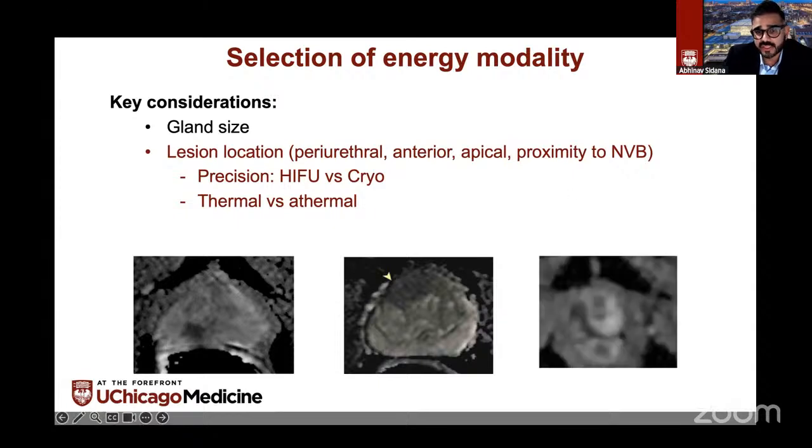Finally, a patient with a very distal apical lesion, in this location, if we adopt a thermal energy modality which works with heat or freeze like HIFU or cryo, there could be some potential of damage to the urethral sphincter leading to urinary incontinence. In this situation, a non-thermal energy modality such as irreversible electroporation would be better suited because it will cause less damage to the urethral sphincter and preserve patient's continence.